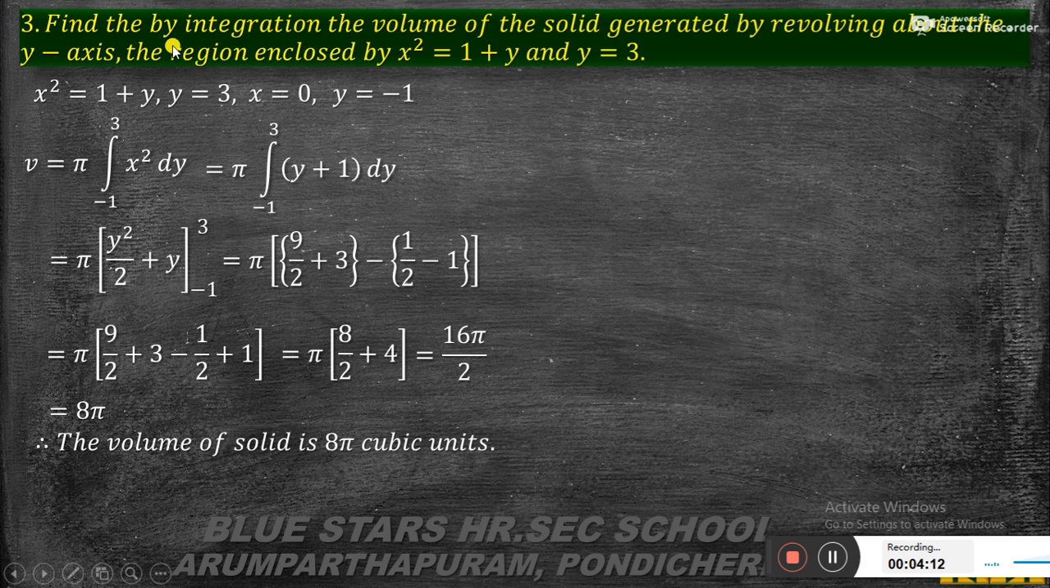Now the third problem: find by integration the volume of the solid generated by revolving about the y-axis the region enclosed by x square equal to 1 plus y and y equal to 3. You see that x square equal to 1 plus y, y equal to 3, x equal to 0, y equal to minus 1. Here the solid is generated by revolving about the y-axis, so the formula is volume equals pi into integral a to b x square dy.